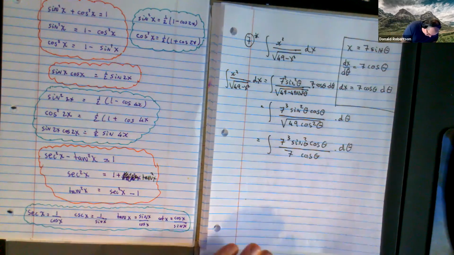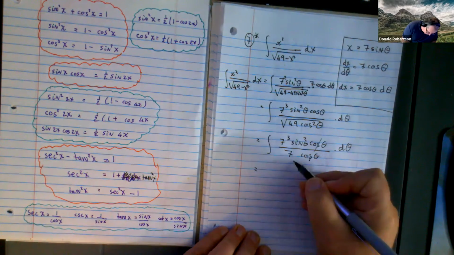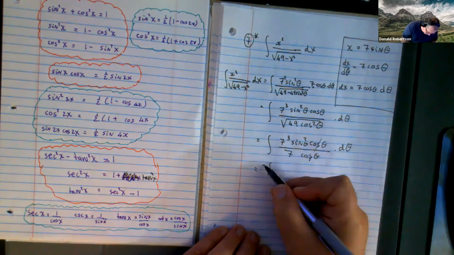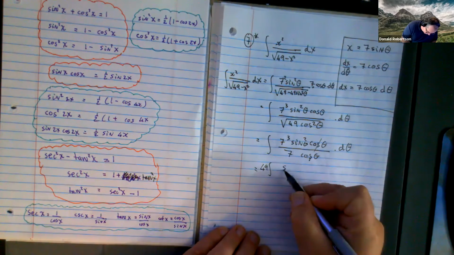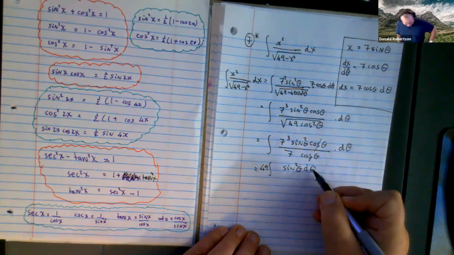Now, a little tidying up. Cosines kill each other off. One of the sines cancels and you've got, what do you have? 49. So I'll pull it outside. And the integral that we have left looks like that guy.